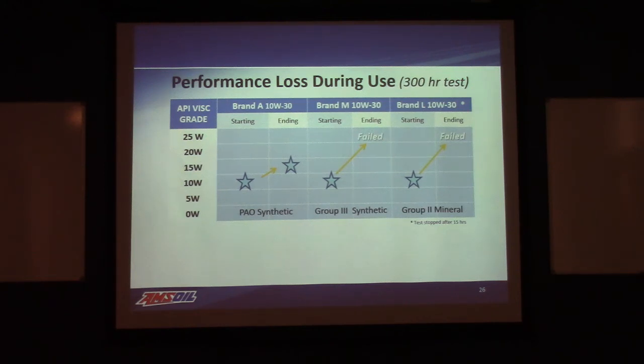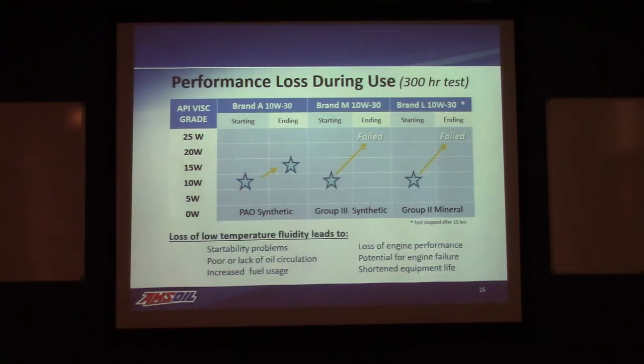That's through use. Again, it has a lot to do with its oxidation stability. It's going to thicken up, and these are the types of situations that you can have. In this type of case, the group 3 and the group 2 product would be totally unable to function in a normal wintertime environment. And that's after 300 hours. The group 2, by the way, actually failed after 15 hours. Kind of bit the dust real quick. So much for thermal stability there.